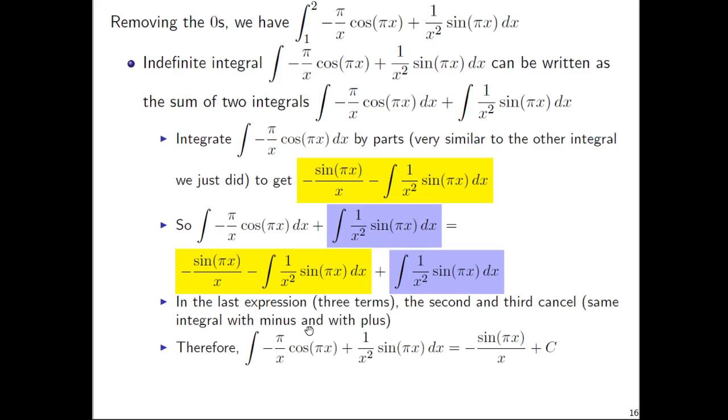So we end up with, in the end, this indefinite integral up near the top ends up just being the first term in yellow. So negative sine of pi x over x, then a plus c. Okay, cool. So now that we've done that indefinite integral, we can go back to the definite integral right at the top of the slide and basically use this negative sine of pi x over x and plug in both 2 and 1.